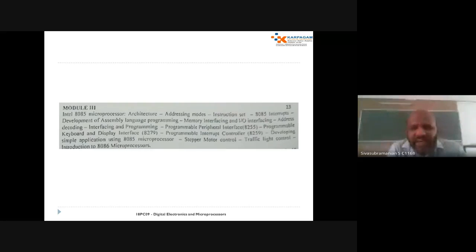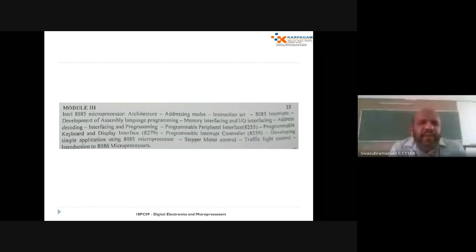Then we will go on to simple applications of the 8085 processor, namely 2 applications only we'll be focusing on, which are stepper motor control and traffic light control, right? To be followed by the last part, which is the introduction to the 8086 microprocessor. This, on the whole, is the syllabus available for us for the microprocessor part alone.